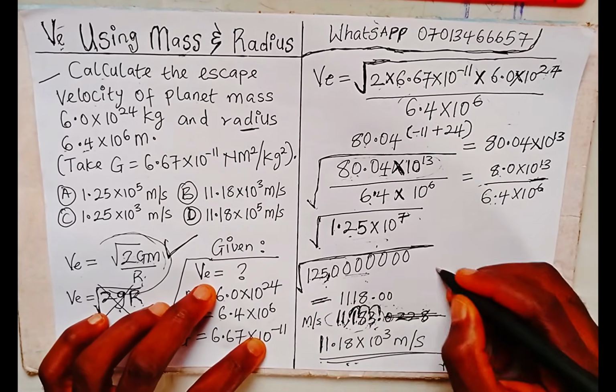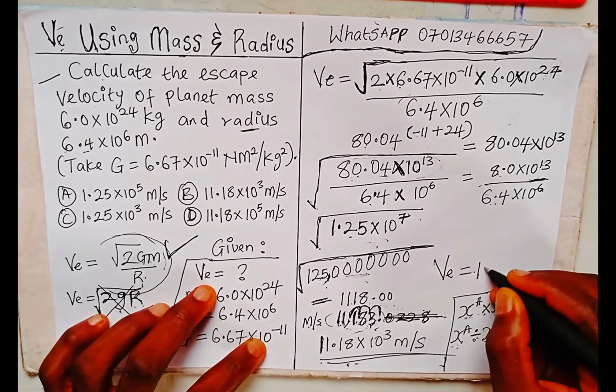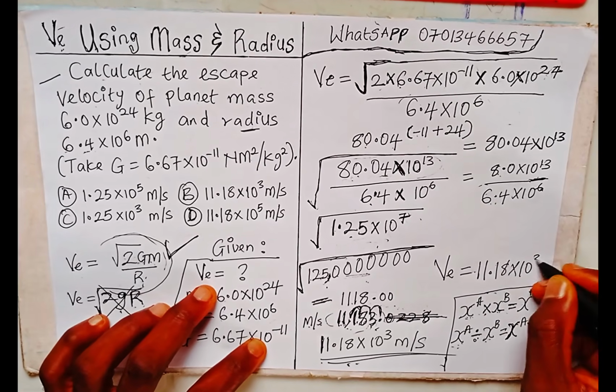So this is our escape velocity. Escape velocity VE is equal to 11.18 times 10 raised to power 3 meters per second. All right, so this is the escape velocity.